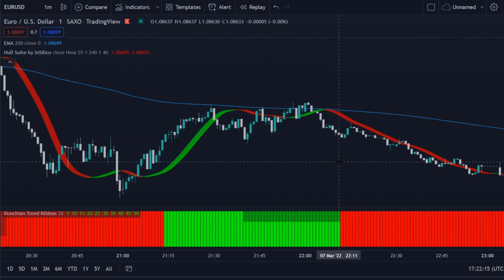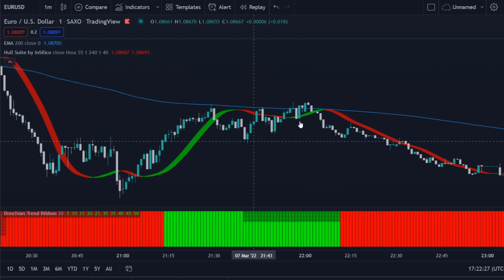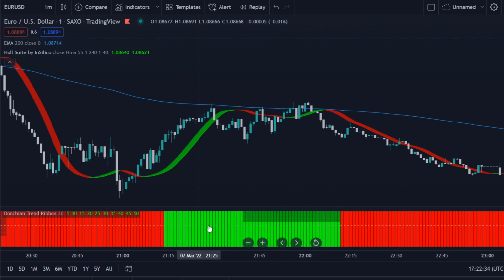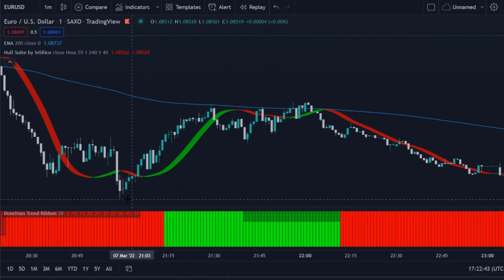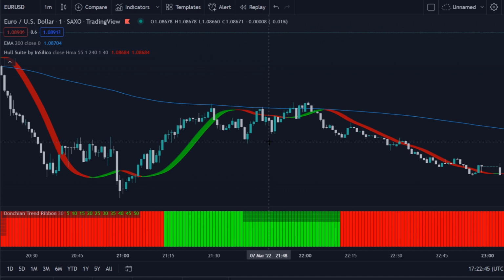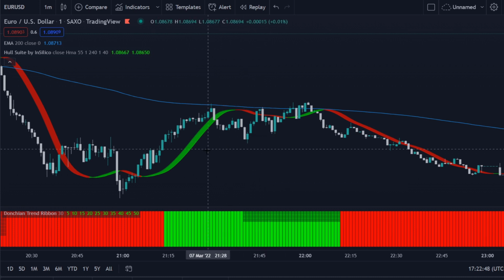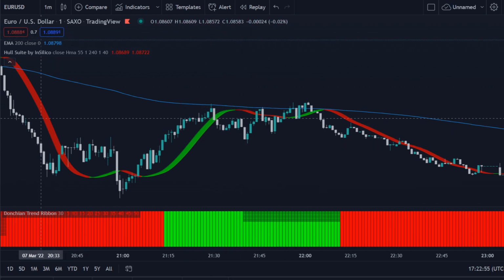And I do not recommend taking any sell trades in this case when the Donchian trend ribbon is red as well, because it's a delayed indicator, which means that the price has already dropped down. If you're looking for green Donchian trend ribbons when the price is also below the 200 exponential moving average, then you are really aiming for a nice pullback trade, and that is what we really want. So let me continue over here, we see green bars, the price is below the 200 exponential moving average.